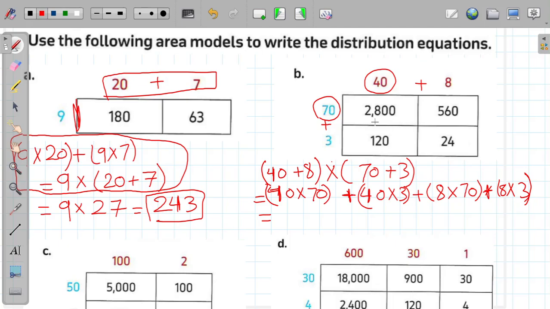So the first one here is 2,800. And I have 560. And next I have 120, 120, and 24. Okay, so I will add them together.